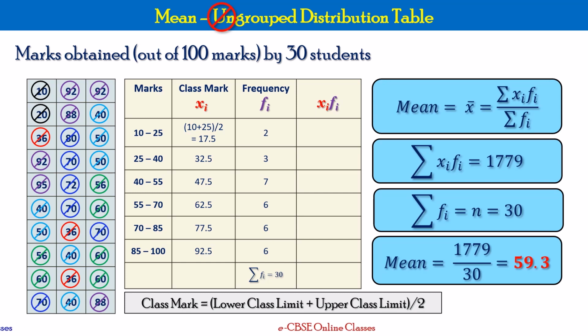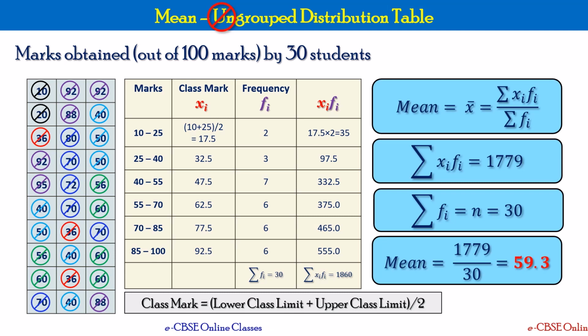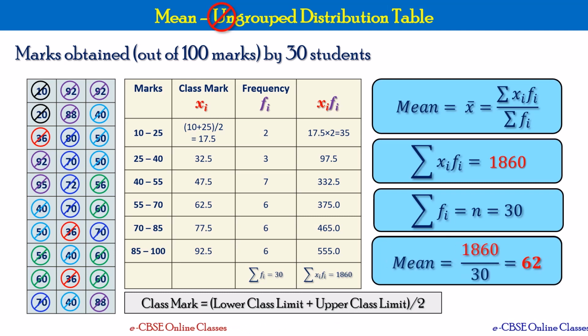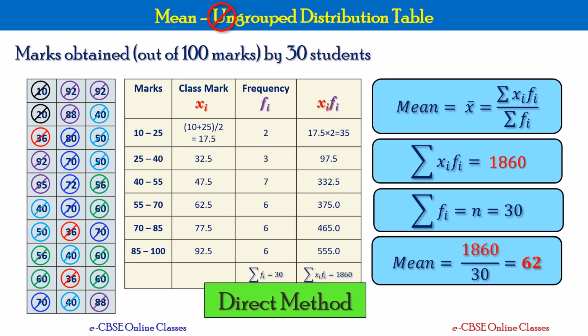So for the first row, that is 17.5 into 2 is 35. Similarly, 32.5 into 3 is 97.5. And I am working out the values for all the remaining rows. And the sum, sigma xi fi, is coming out as 1860. Okay. So now my sigma xi fi has changed to 1860. So my mean value will be 1860 by 30, that is coming out as 62. Okay. So this is called the direct method using grouped distribution tables.